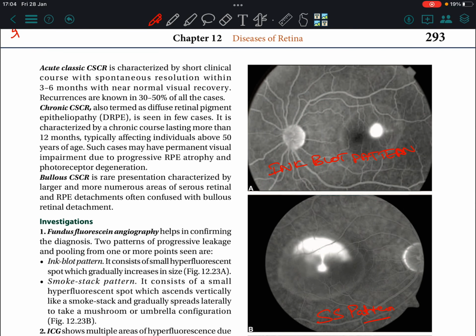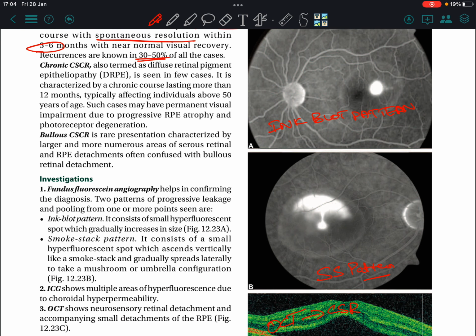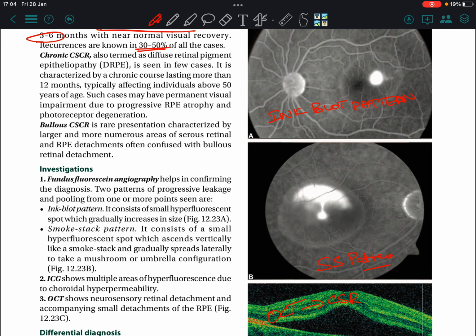Acute classic CSR is characterized by a short clinical course with spontaneous resolution within 3 to 6 months with near normal visual recovery. Recurrences are known in 30 to 50% of cases. Chronic CSR, also known as diffuse retinal pigment epitheliopathy, is seen in few cases. It is characterized by a chronic course lasting more than 12 months, typically affecting individuals above 50 years of age. Such cases may have permanent visual impairment due to progressive RPE atrophy and photoreceptor degeneration.